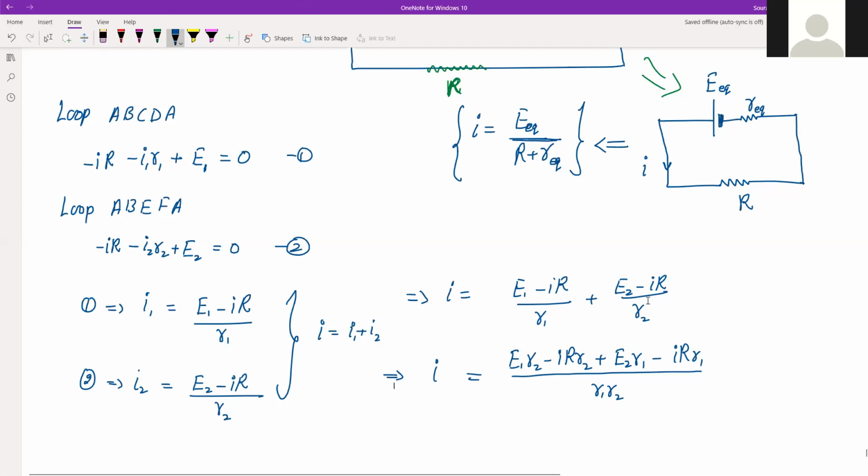Now this is not in that form. This is still not in the form which we need. We need it in this form: I is equal to E equivalent divided by R plus R equivalent. This one. Then only we will be able to identify them.